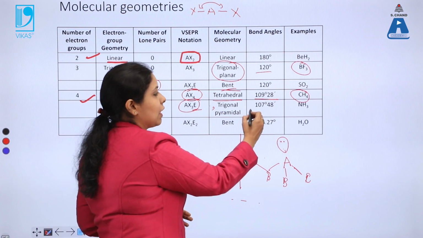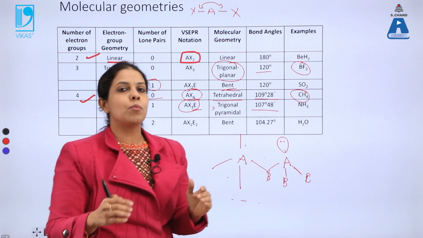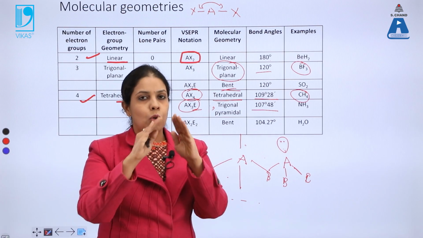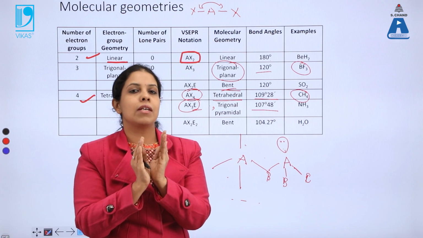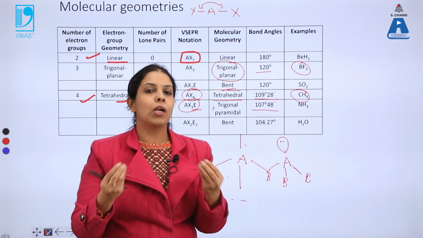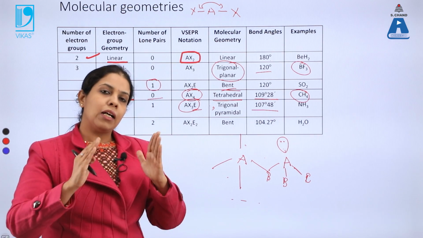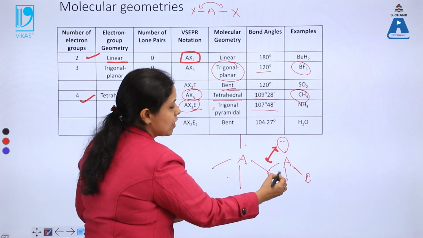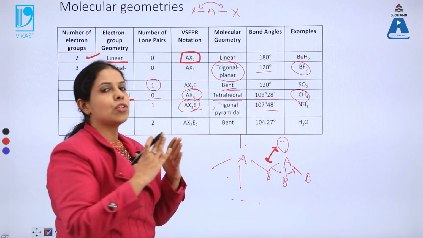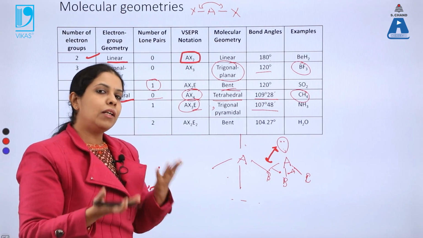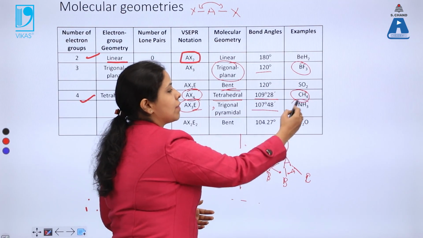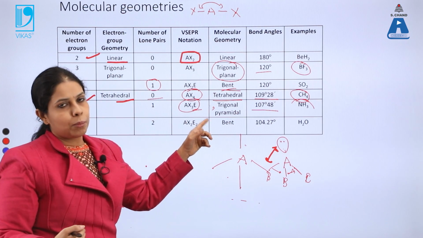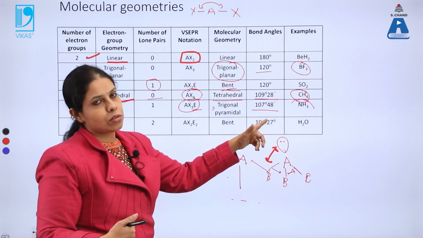So the angle decreases. Why does the angle decrease? Because a lone pair repels bond pairs to a larger extent. A lone pair is situated only on one single atom, so it repels bond pairs to a larger extent, so the bond angle decreases. If there is more repulsion from this side, these bonds will come nearer to each other. So that is the reason the bond angle decreases. The example is ammonia. Ammonia has trigonal pyramidal geometry and the angle is 107.